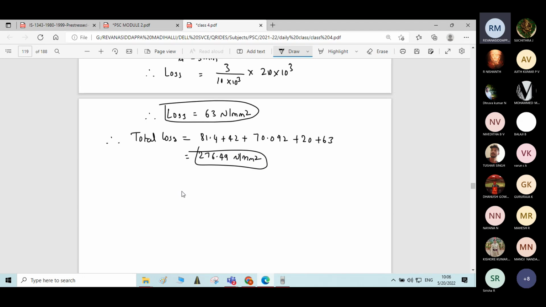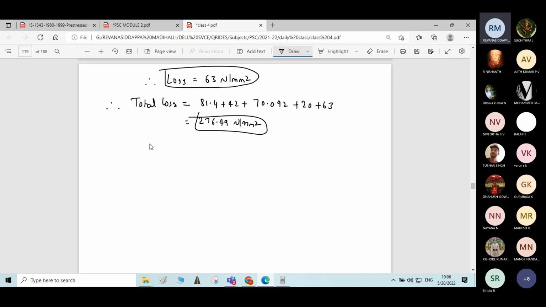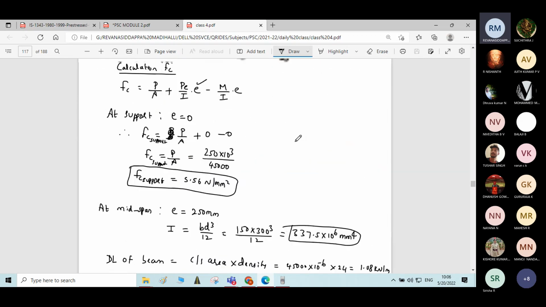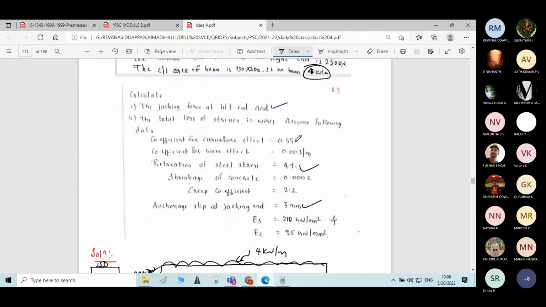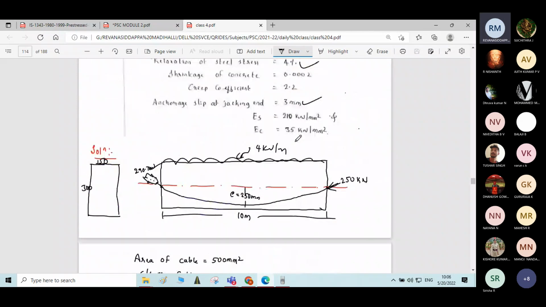Okay, so we can also calculate the percentage of loss. Therefore, percentage loss is equal to total loss 276 out of 500 initial stress into 100. So it is 55.3%. So the problem is over. If you have any doubts, you can ask, students. Any doubts in the calculation at any step, please ask before moving on to the next problem.